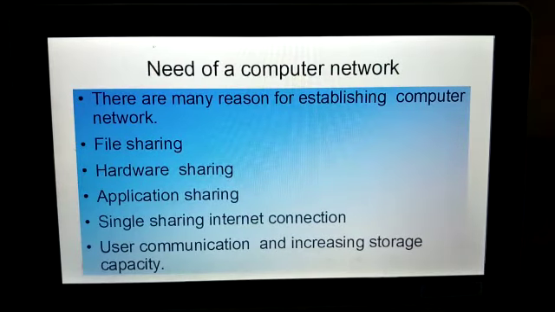Need of the computer network. Why do we make a computer network? Why do we need a computer network? There are many reasons for establishing a computer network. For example, file sharing, hardware sharing, application sharing, single shared internet connection, user communication, and increasing storage capacity. Now we study them one by one.